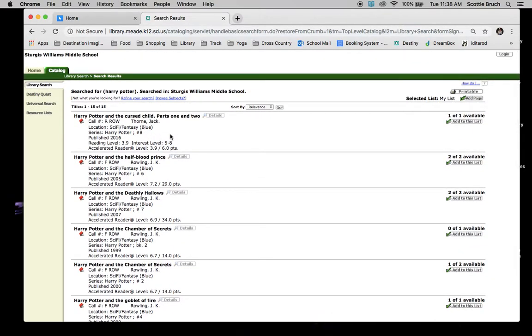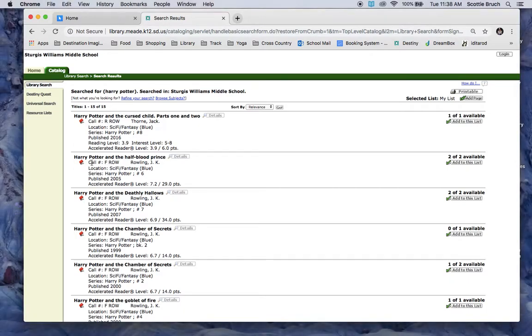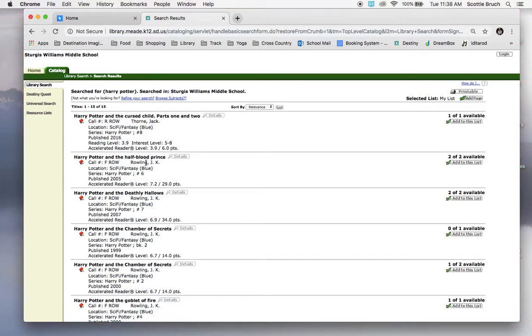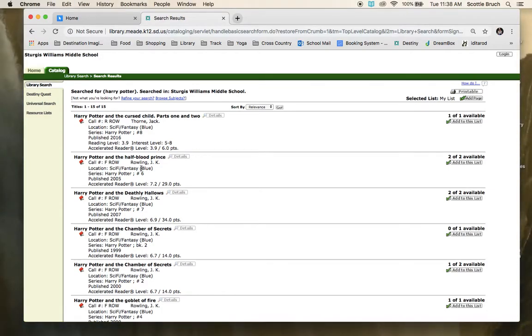Now in each record, you should be able to see the call number. So the call number of this book is FROW. The F stands for fiction. The ROW is the first 3 letters of the author's last name. The location of the book in the SWMS library is in sci-fi fantasy, which is our blue stickers.